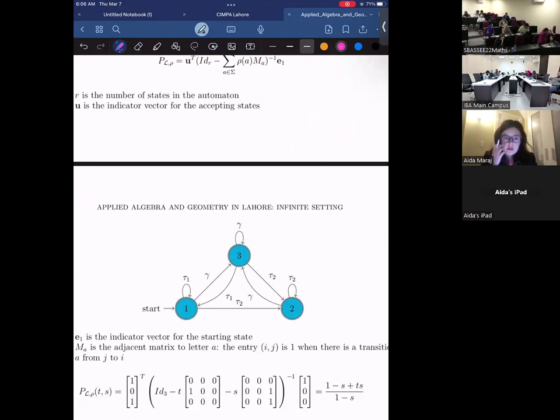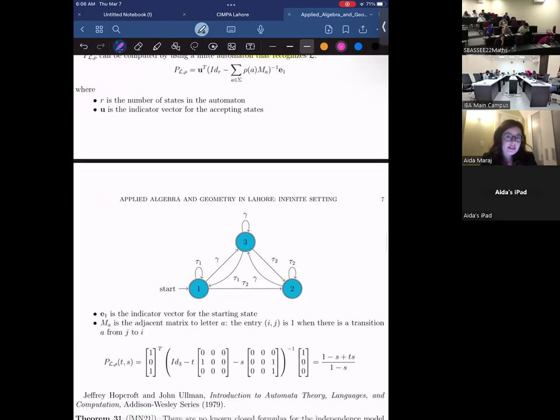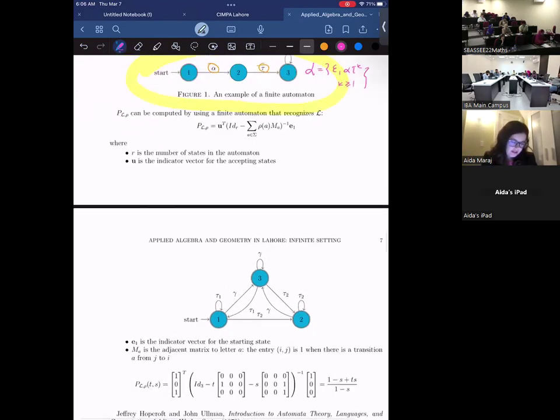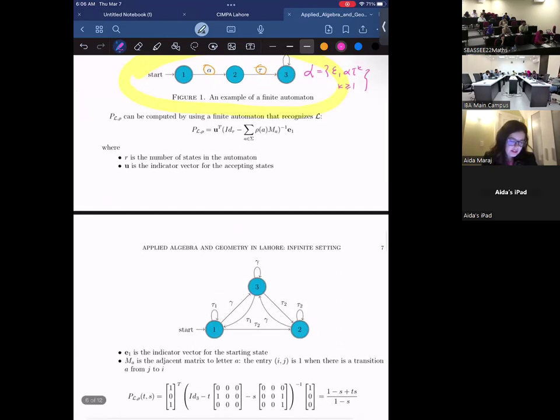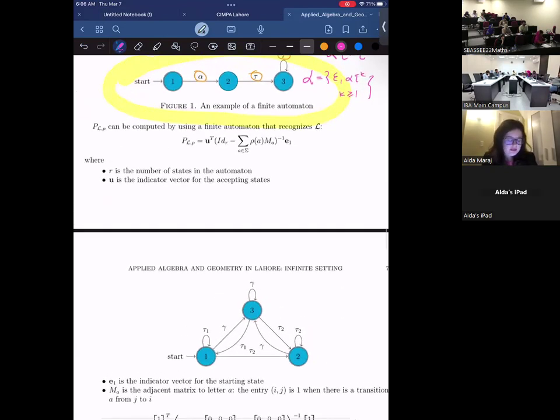Yes, it's a directed graph. There is a definition of deterministic and non-deterministic, but I'm not going into that. If anyone is interested, they can go deeper, but it's just a directed graph with labeled edges, and some of the nodes have double circles to mean that they are accepting nodes, and one node is a starting node.